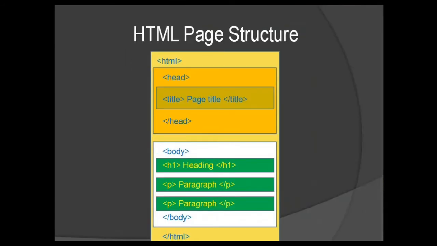HTML structure. Here is the HTML structure. The HTML tag contains all the tags, and the head tag contains title and meta tags, which we will discuss in the next class, and the body tag will contain headings, paragraphs and other tags.